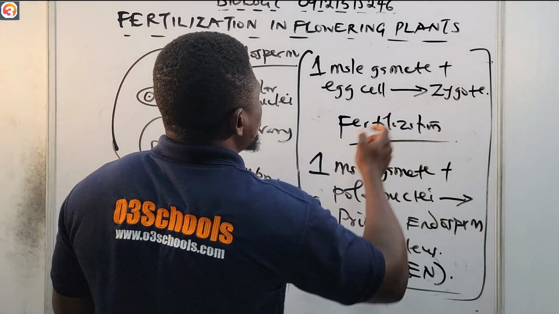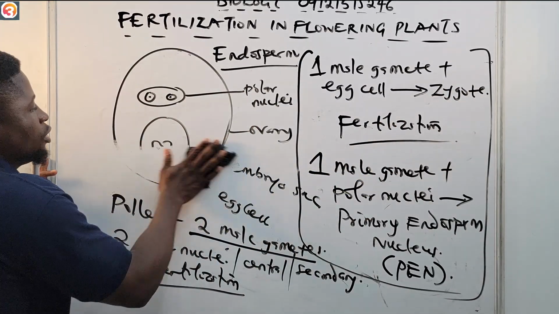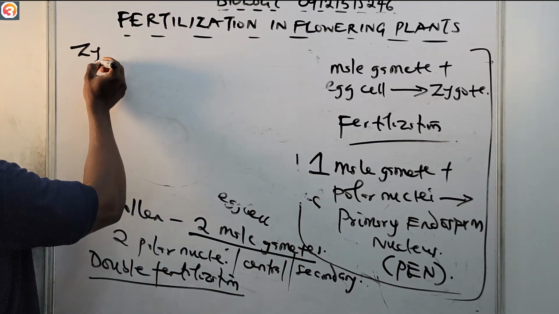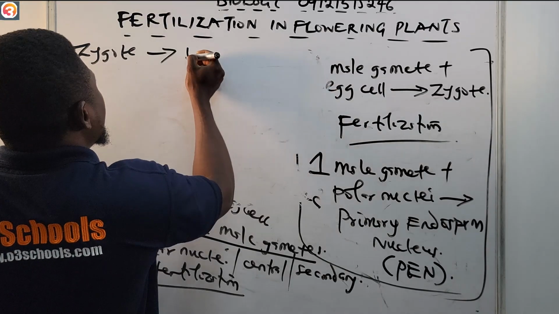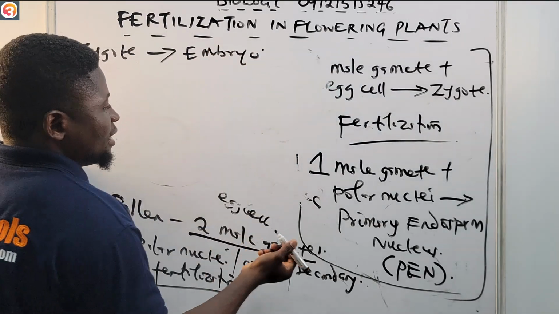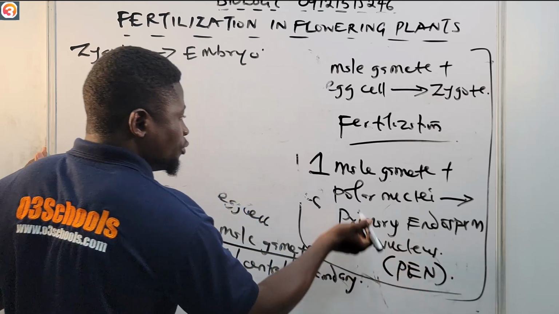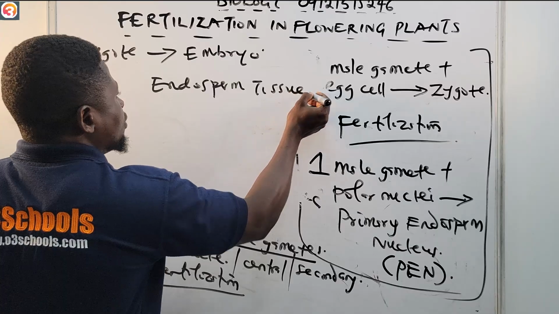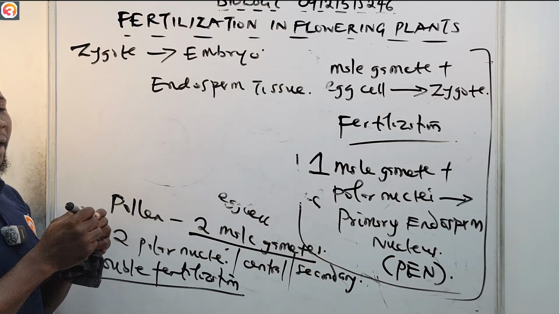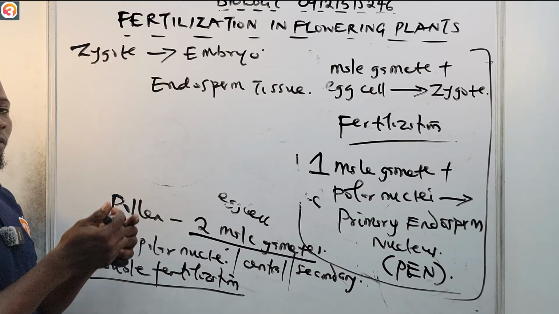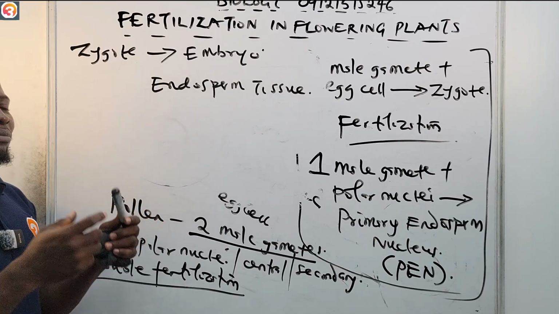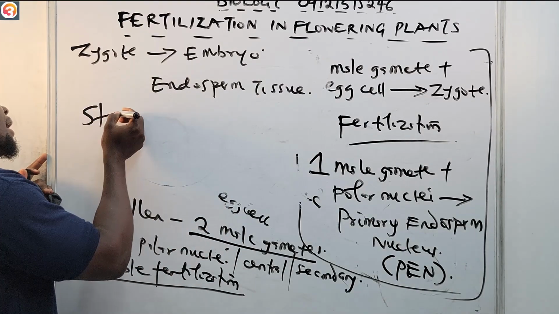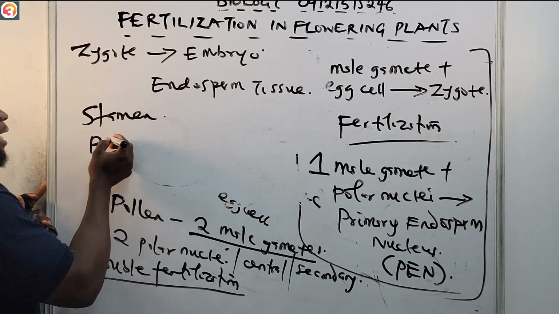The zygote will develop into the embryo. The primary endosperm nucleus will develop into the endosperm tissue. Take note of that. So the zygote will develop to form the embryo, while the primary endosperm nucleus will develop to form the endosperm, or endosperm tissue.